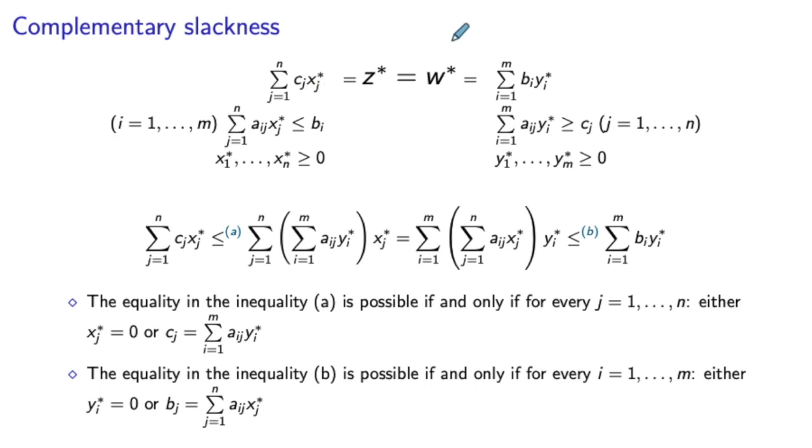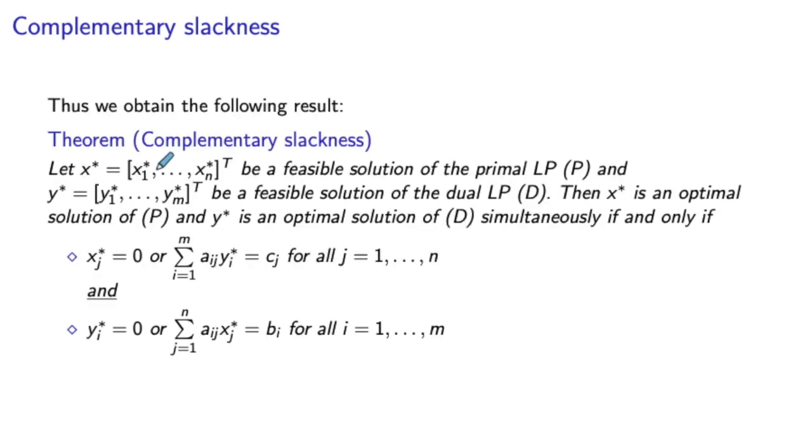All right. So then, we can state these conditions in different ways. So let's say here the complementary slackness theorem says that if I have x star, which is a feasible solution to the primal LP, and y star, which is a feasible solution of the dual LP, then x star is an optimal solution of a primal and y star is an optimal solution of the dual at the same time, if and only if we have both of these complementary slackness conditions satisfied, right?